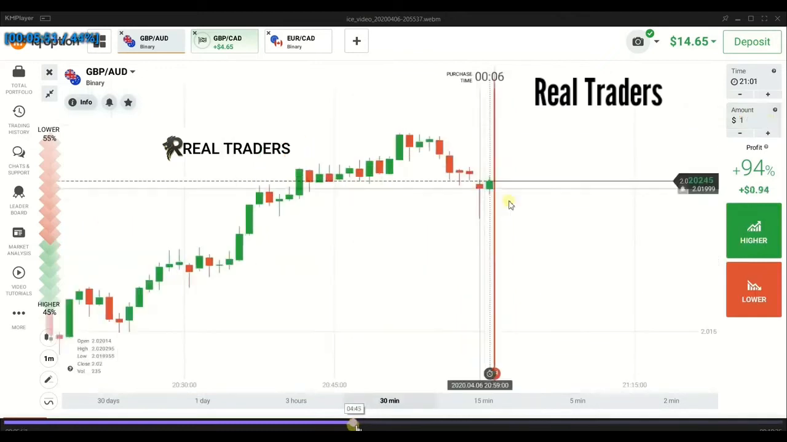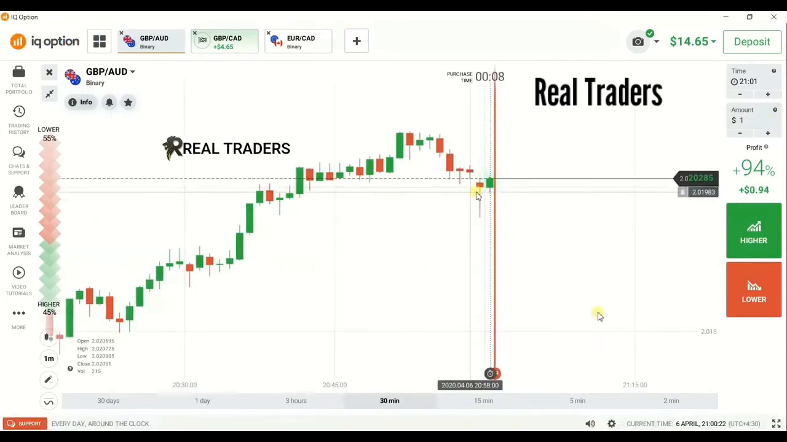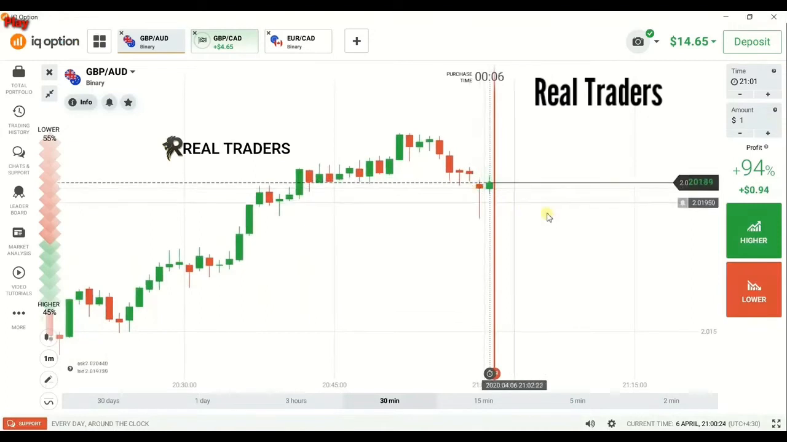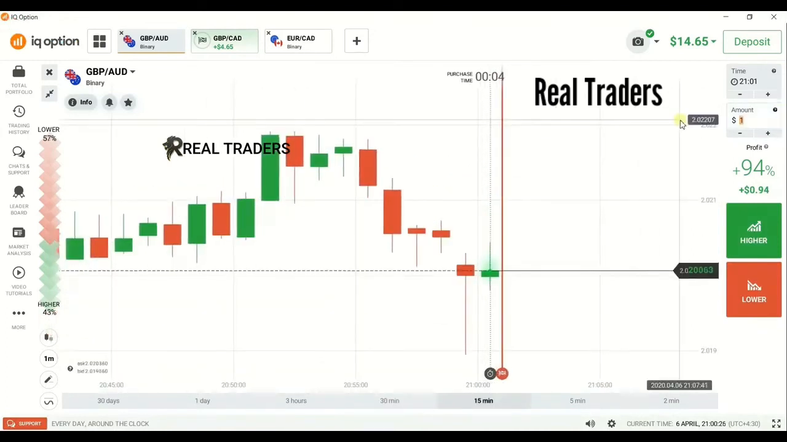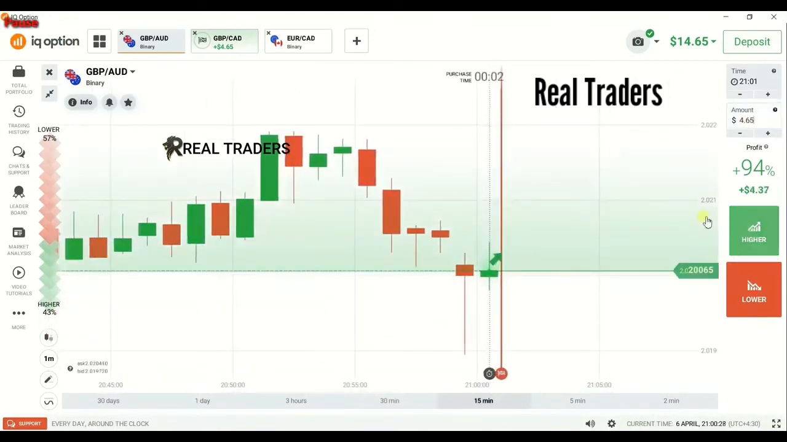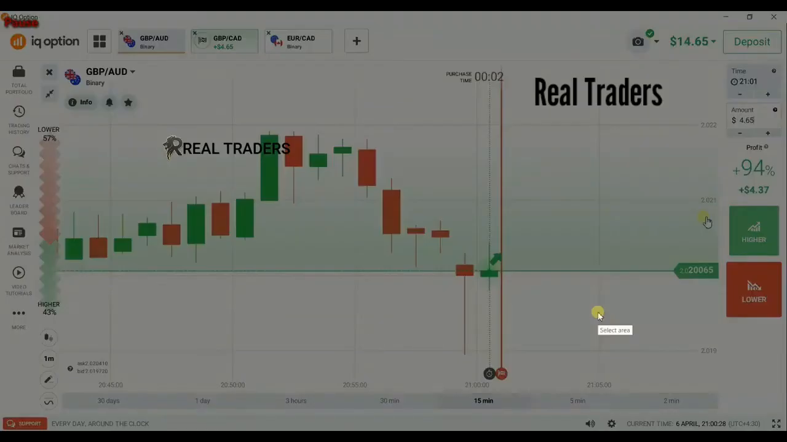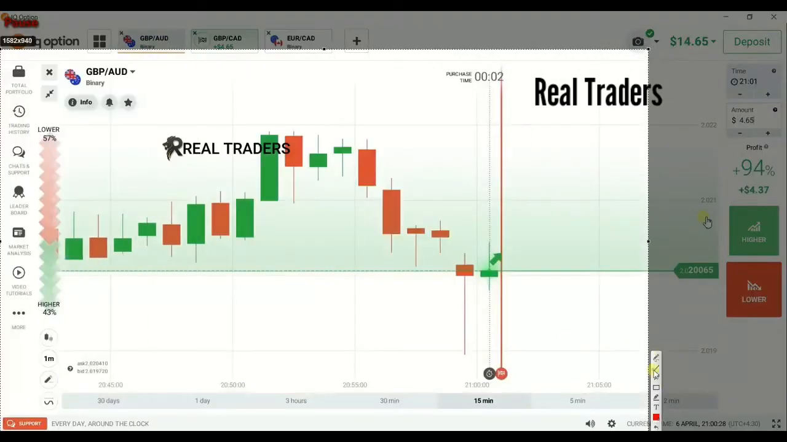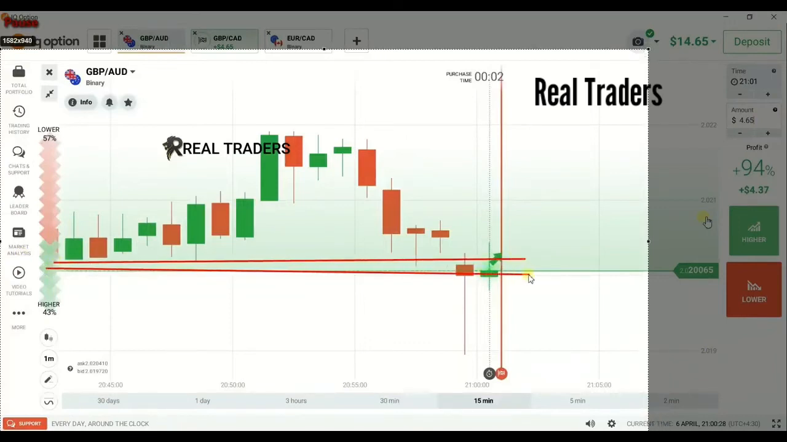Okay, here as you can see, in this market I placed a higher option. Why? Because you can see a very strong support level here. At this area you can see this support level held the market for a long time, so it is a strong level. It is one reason I want to place a higher option here.